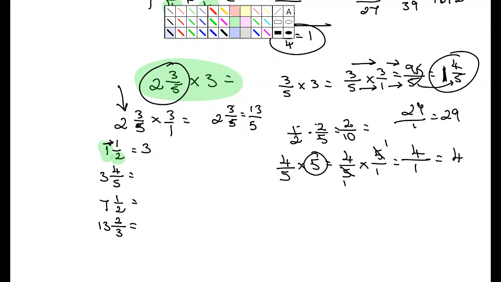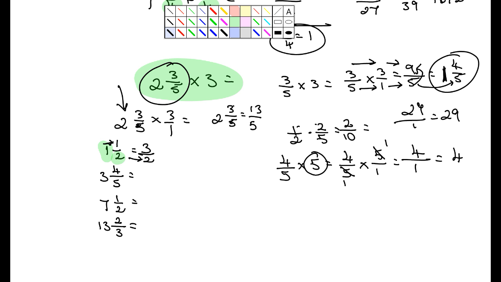So again, turning 1 1/2 into an improper fraction. This one just kind of worked out as being, let's see here, 2 times 1 is 2, plus 1 is 3. It'd be 3 over 2 because the denominator stays the same.